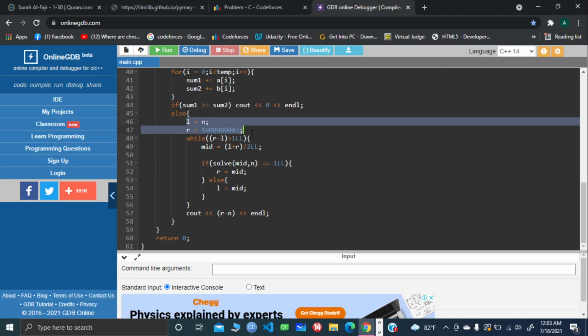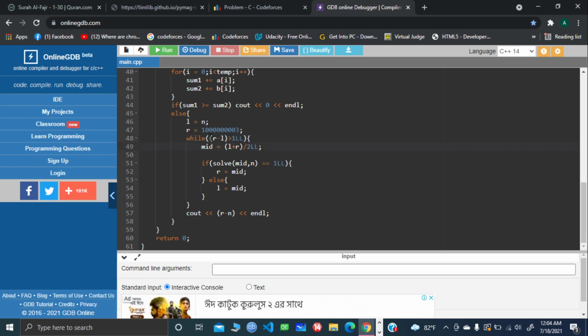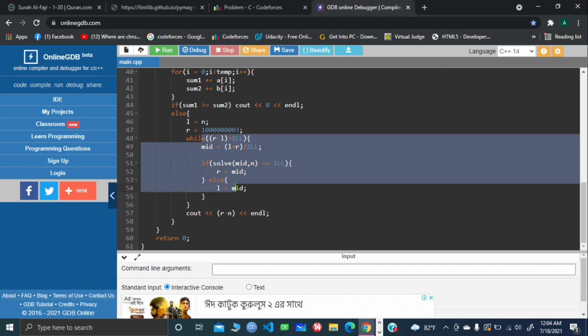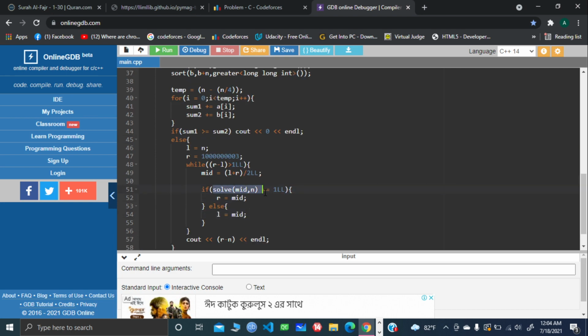Otherwise, L will be n, R will be 10 to the power 9 up to a value. Inside my while loop, R minus L greater than 1. That's why L is equal to n. Otherwise, we would have done n plus 1, but I do it in a different way, just taking one extra value to be safe. In terms of range, it's going to be n plus 1 till R, and R is denoted as 10 to the power 9 up to a value.